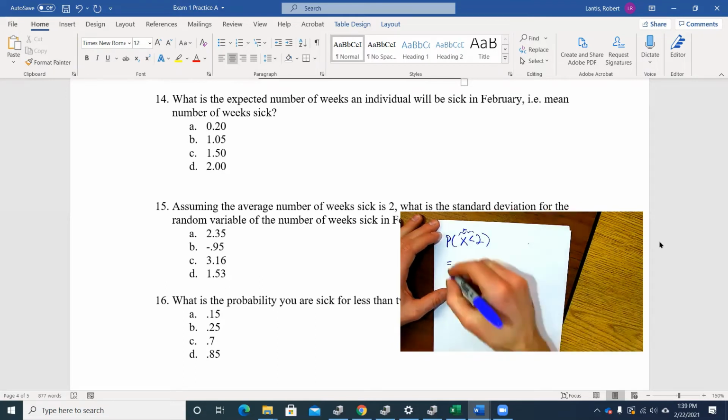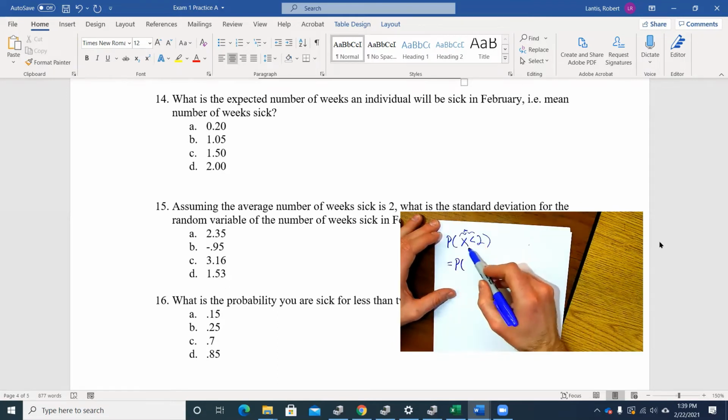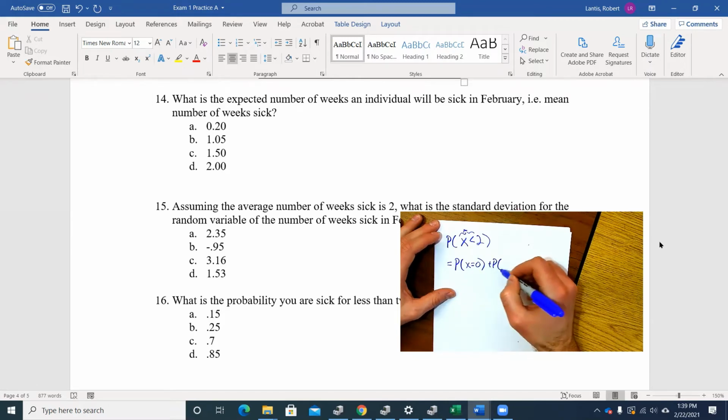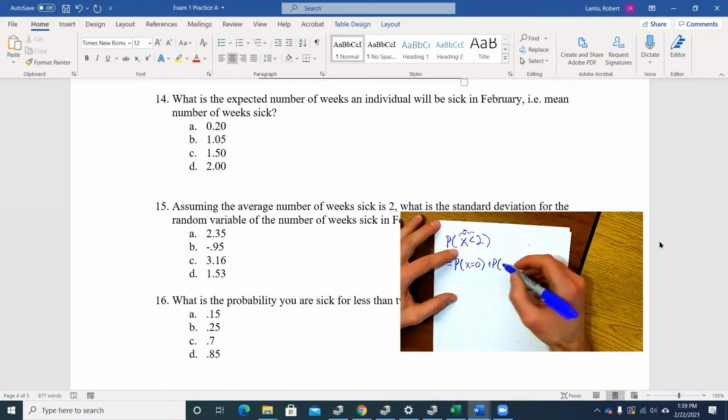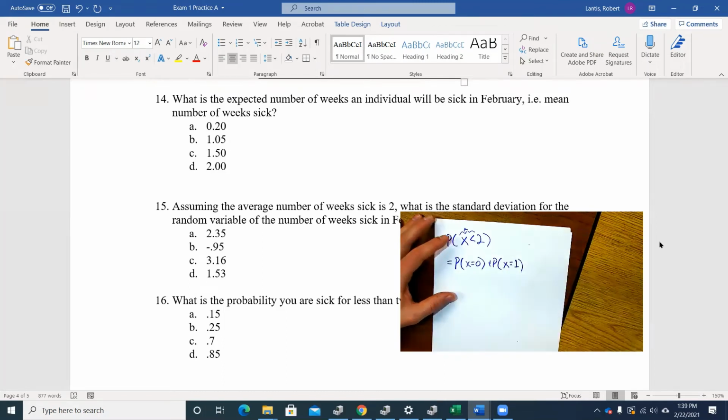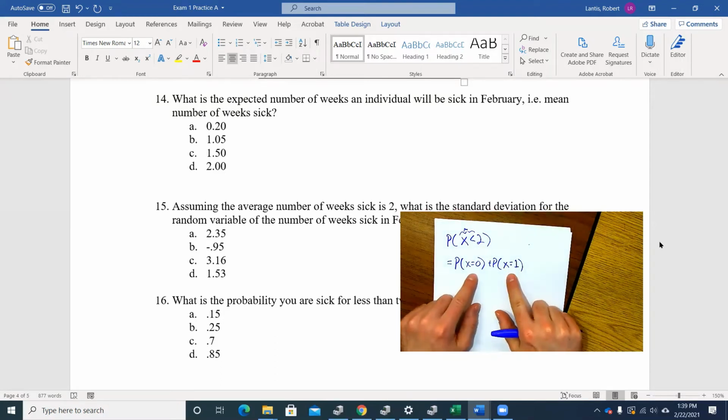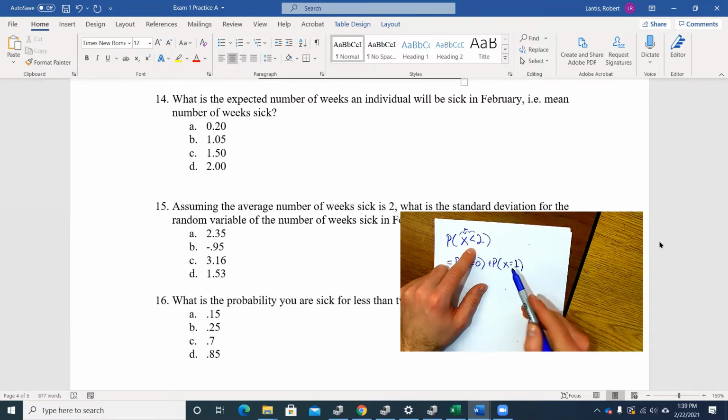So what's the very first outcome or number of sick weeks that would meet the criteria of being less than 2? Well, 0 is one of them. What was the next outcome that would meet this criteria? Yeah, X is equal to 1, right? We've only got 2 outcomes that meet this criteria because I don't have a less-than-or-equal sign here, right? It has to be less than 2. Well, it's discrete, so the highest value that's less than 2 is actually 1, right?